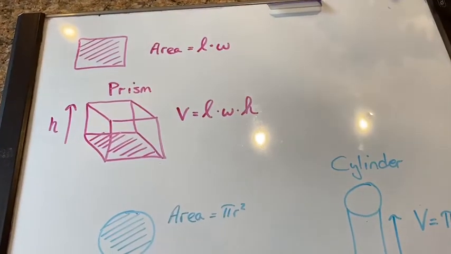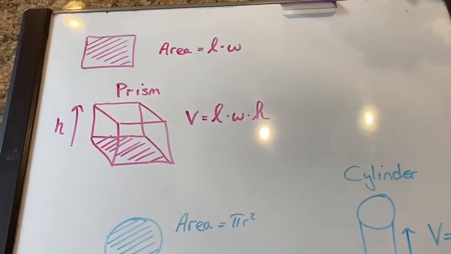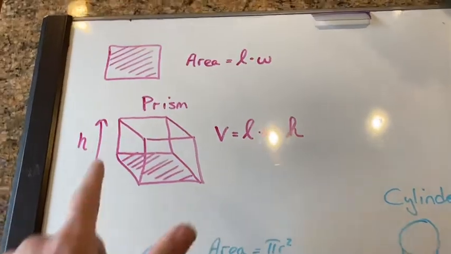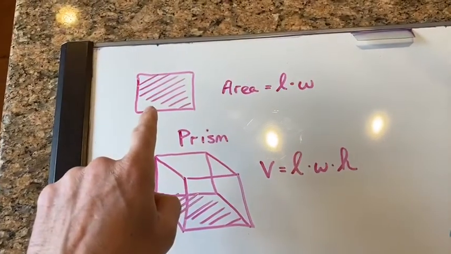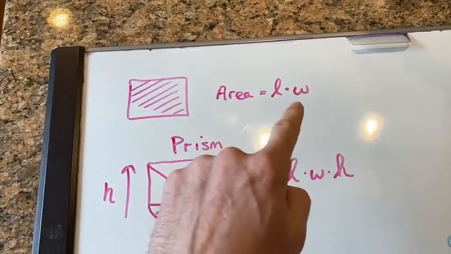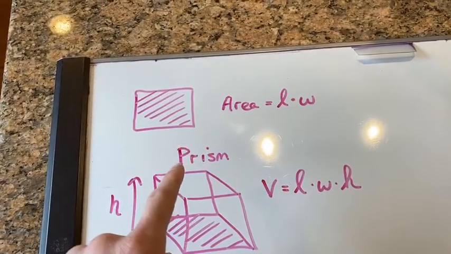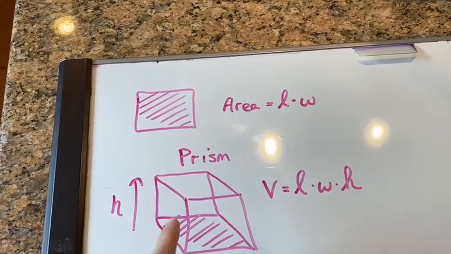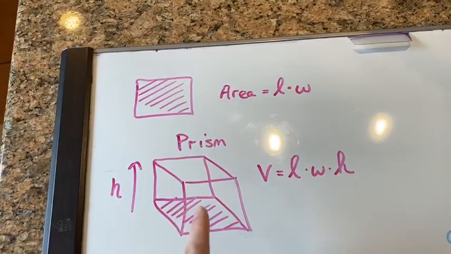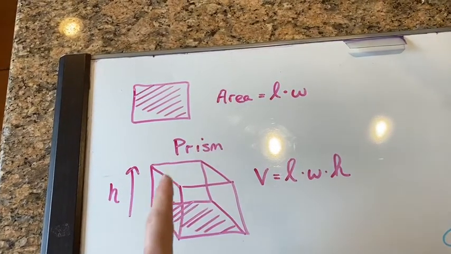All right, so here we got a little bit of video talking about area and volume. We know the area of a rectangle is length times width. A prism is just made of a quadrilateral, but three-dimensional.